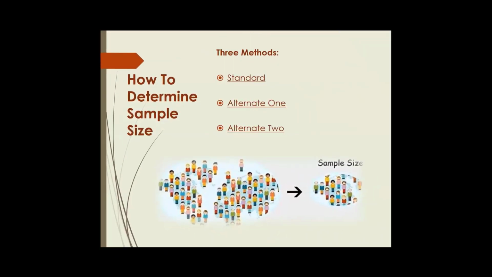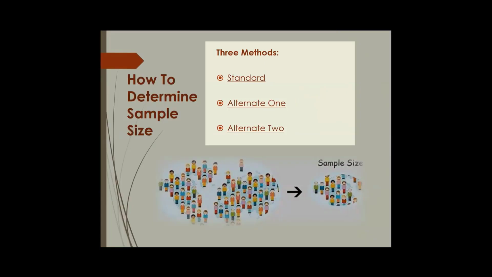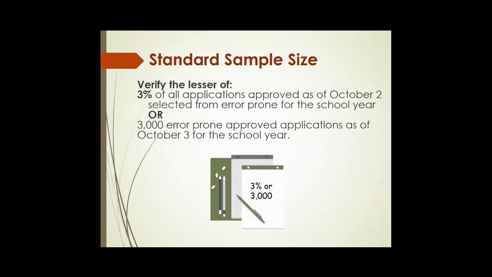There are 3 methods when it comes to verification methods, and these methods are what we use to determine our sample size. The 3 methods are standard, alternate 1, or alternate 2. Let's talk about the standard sample size for the verification method. Standard requires that you verify the lesser of 3% of all applications approved as of October 2nd, and this will be applications that are selected from your error-prone applications for the school year. So the lesser of 3% or 3,000 for the school year, these are error-prone applications.